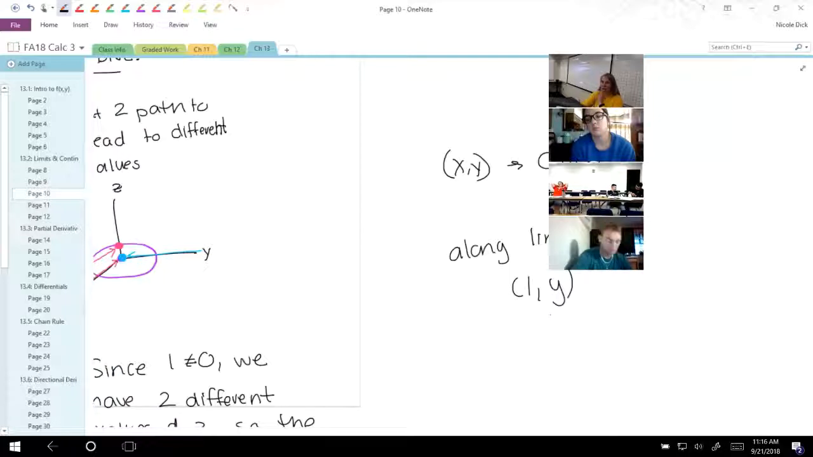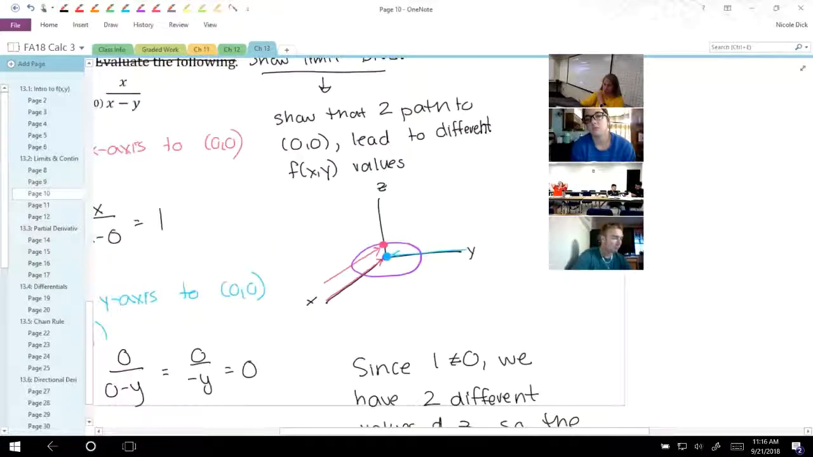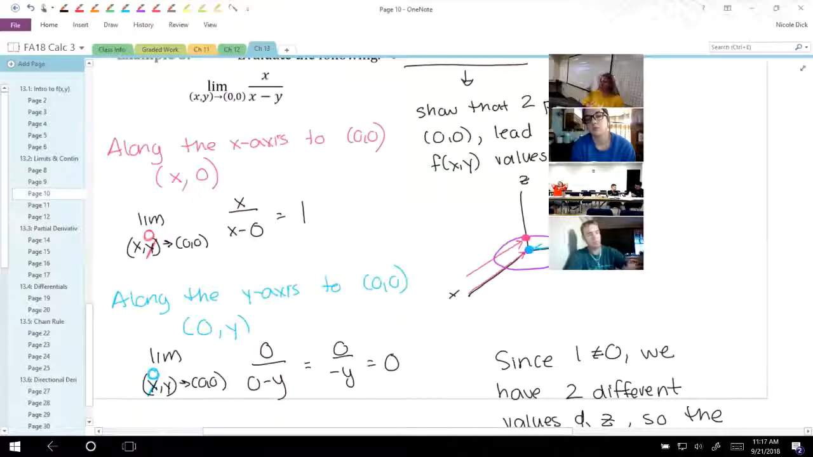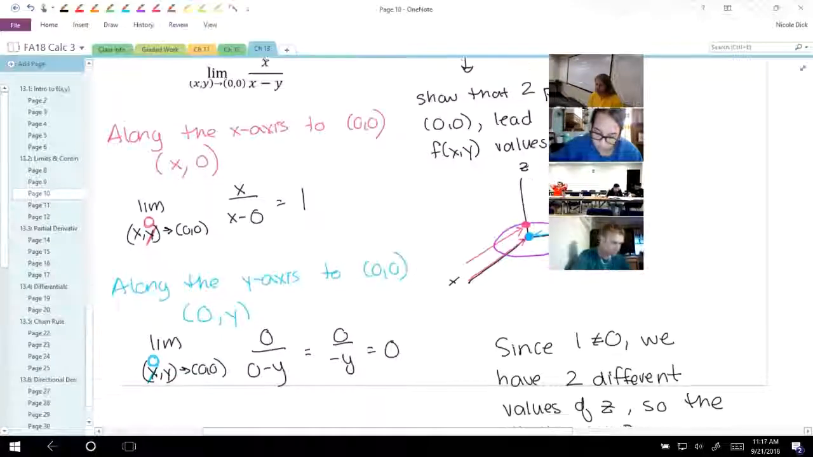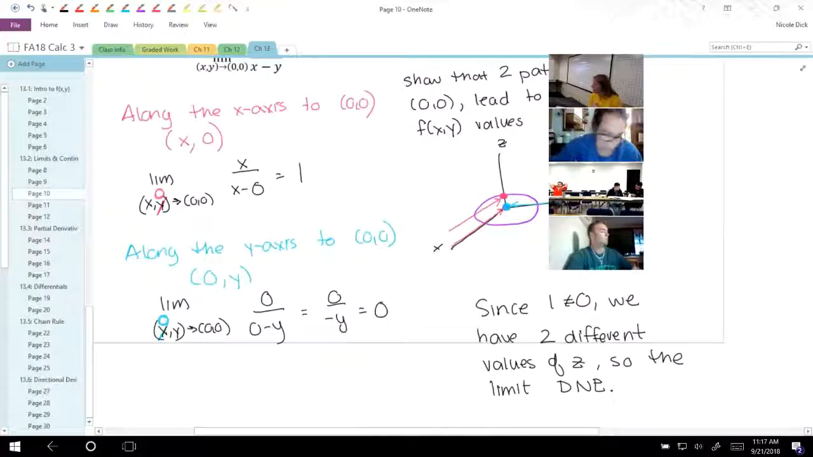So whenever you're asked to show that the limit does not exist as you approach a specific point, I would do something very similar. Let's take two perpendicular lines, one that travels in the x direction, one in the y direction, to get to that point and just see what happens. Most of the time, that's going to be enough to show what's going on there for our textbook problems. Okay.